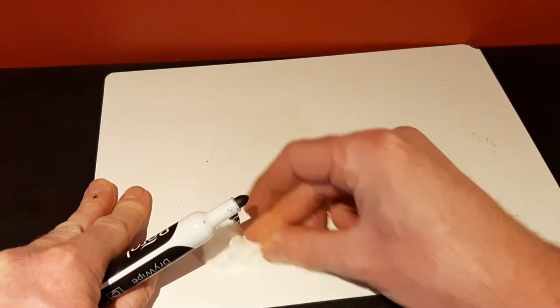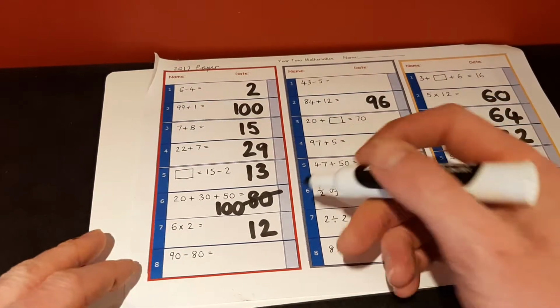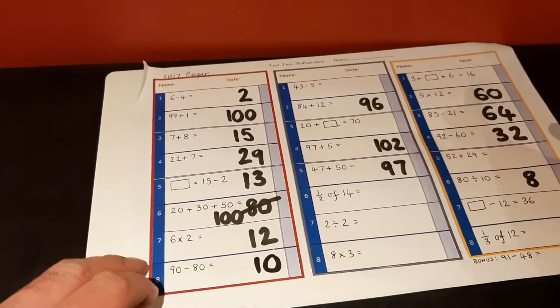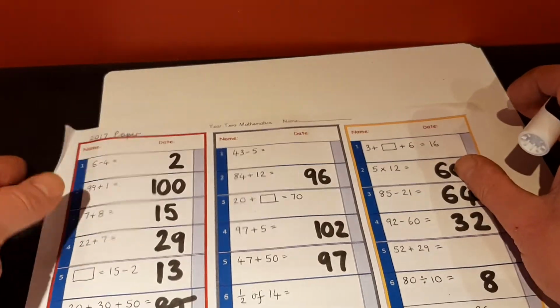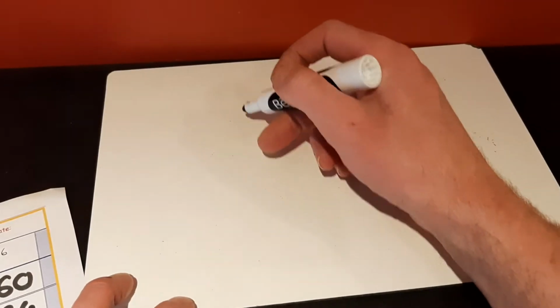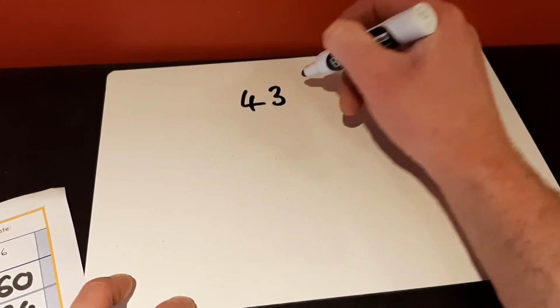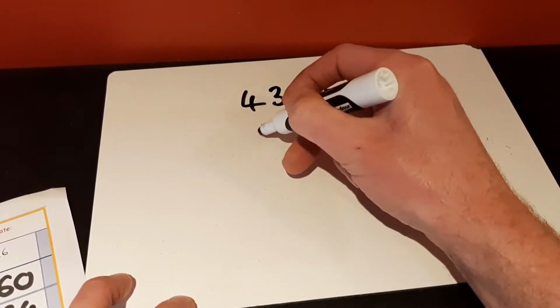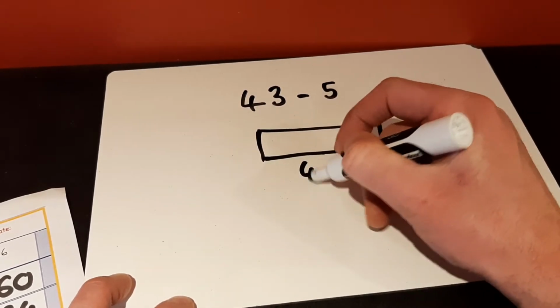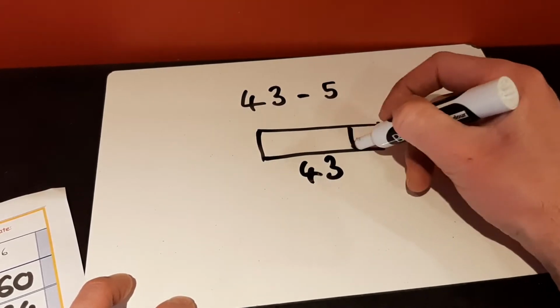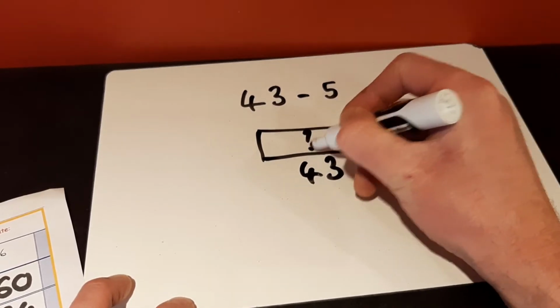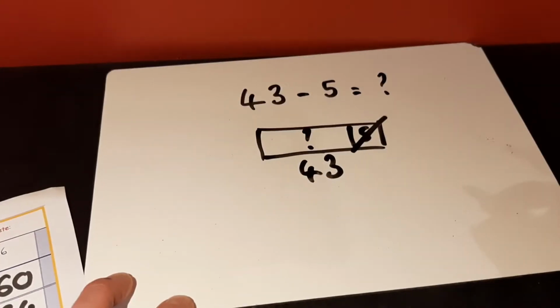So if we look at silver now, wrong paper. So 90 take away 80 is 10. As we go on to silver, we have 43 take away 5. So this is a subtraction question where you have to bridge through tens. 43 take away 5. Again, you've got your total, which would be 43, and you're taking away 5 to get your unknown.